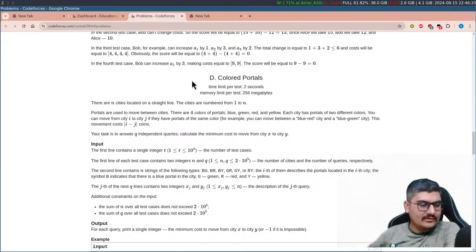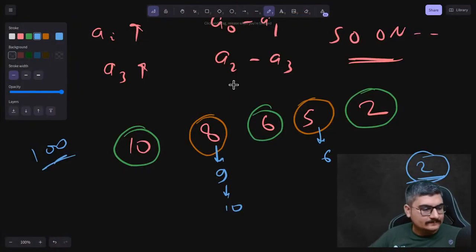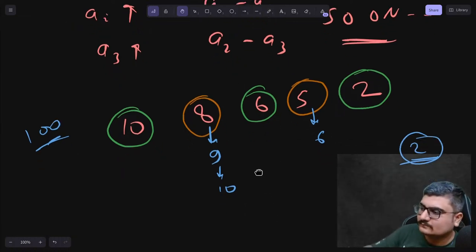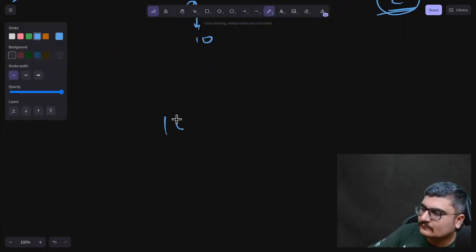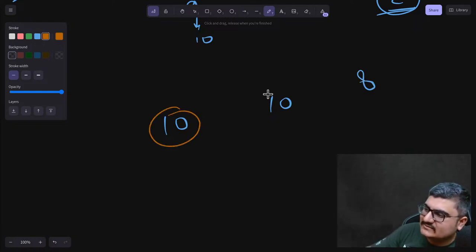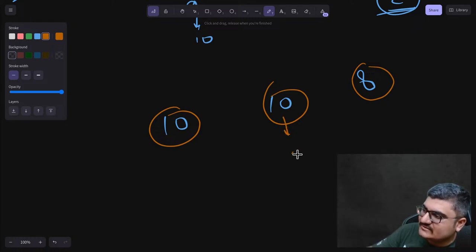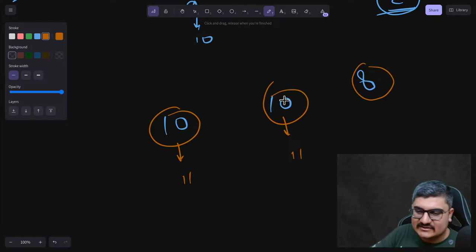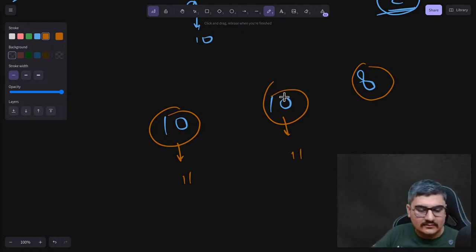Yeah, Bob increasing from 10 to 8 won't be good for him. Alice will get this 10, Bob will get this 10, and Alice will get this 8. If you increase this 10 to 11, Alice will take this instead of this. So you will have to increase this as well. You essentially wasted the operations here.